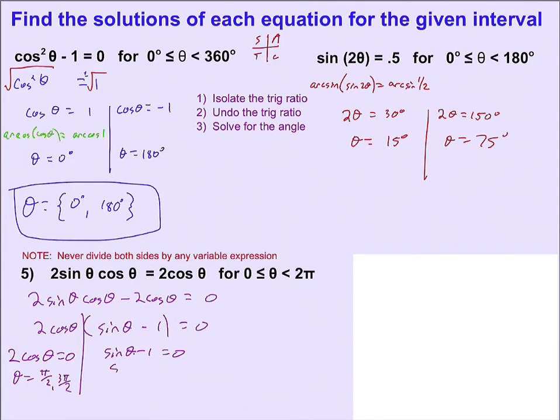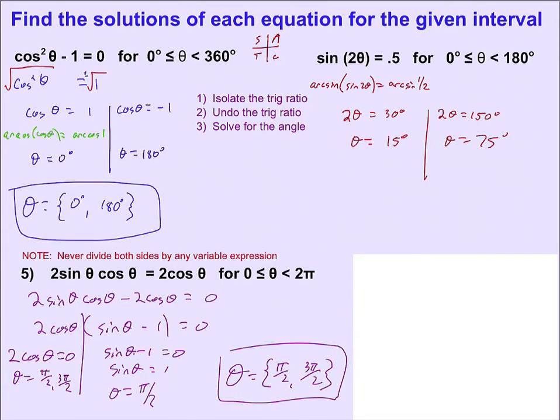And what angle has a sine of 1? Well, that is only pi over 2. And notice how our 2 solutions actually overlap with each other. Pi over 2 is a solution twice. We don't write it twice. It can only be a solution once. That ends up being our 2 solutions at pi over 2 and 3 pi over 2.